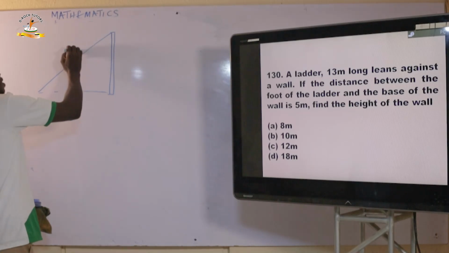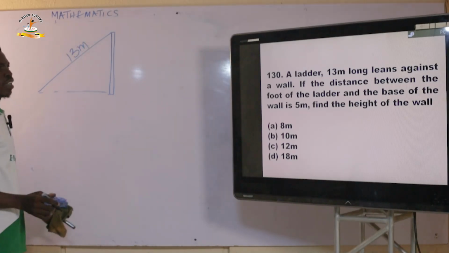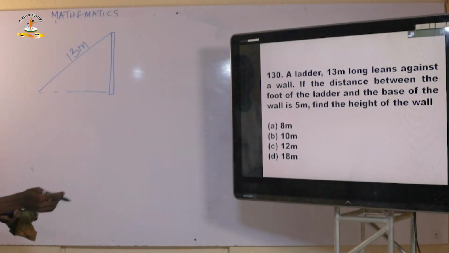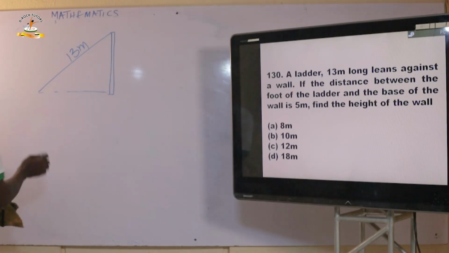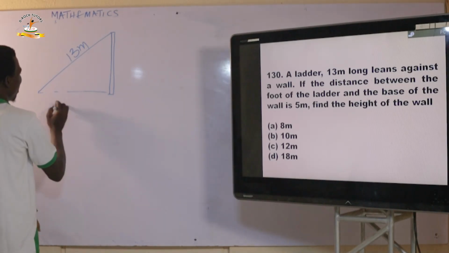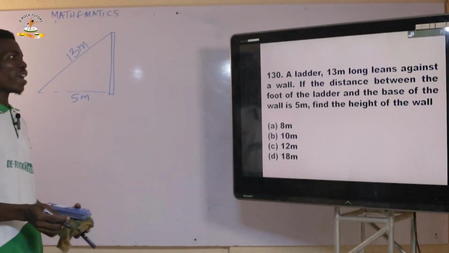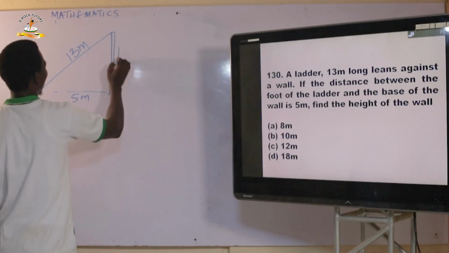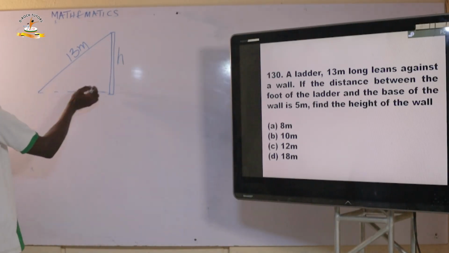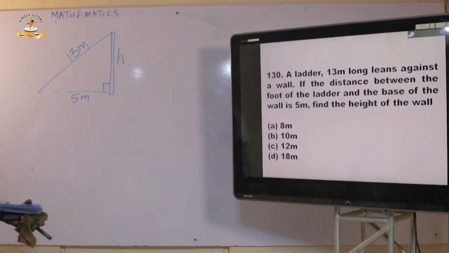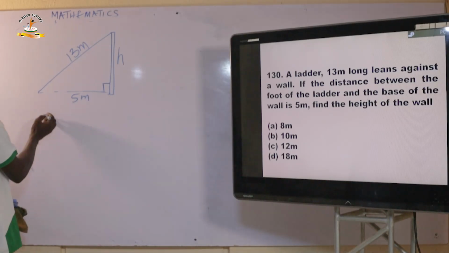So the ladder is 13 meters. And the distance between the foot of the ladder and the base of the wall, so the distance between here and here, is what? 5 meters. So the question says find the height of the wall. So we're looking for this h. And you think of what? Pythagoras theorem. So to get h is simple.